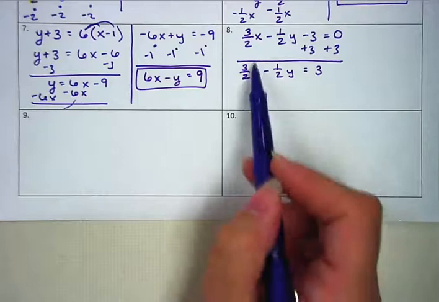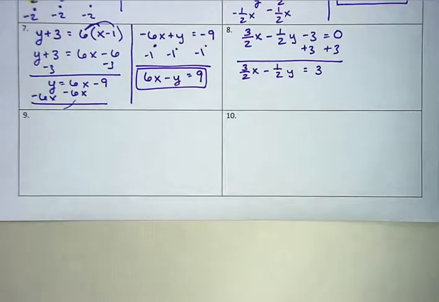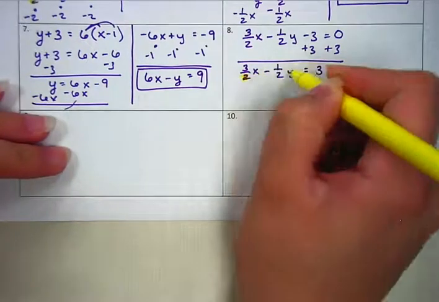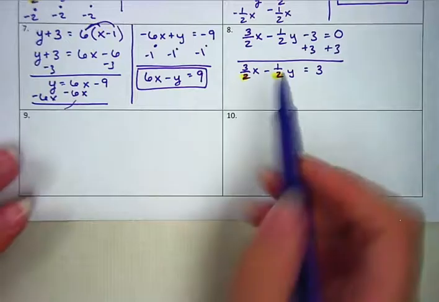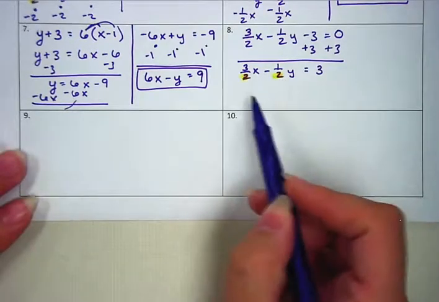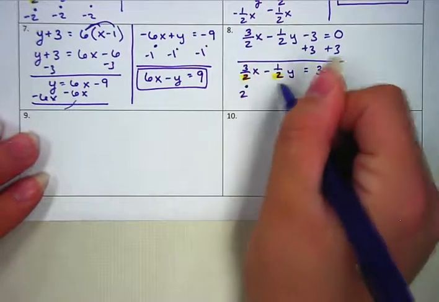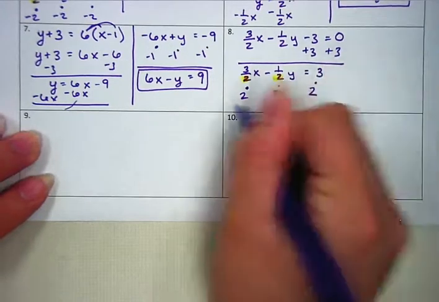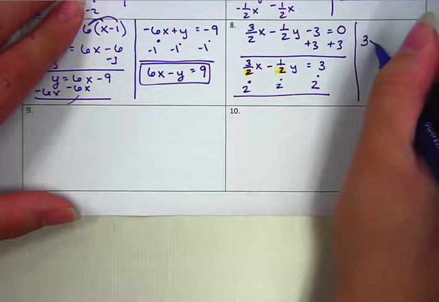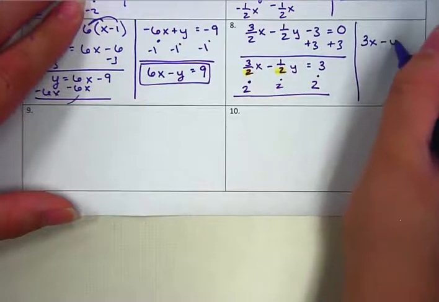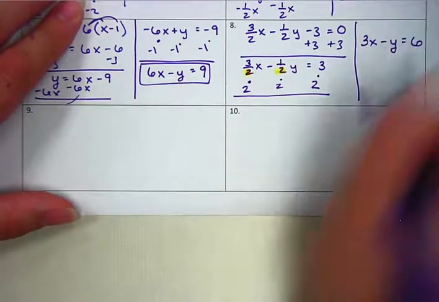Now, the x is positive, but notice here we have two fractions. We have a fraction on the x and we have a fraction on the y. It's just like clearing fractions like we've done in the past. They have the same common denominator too, so we're going to multiply by 2. When we do that, we're left with 3x minus y equals 6.